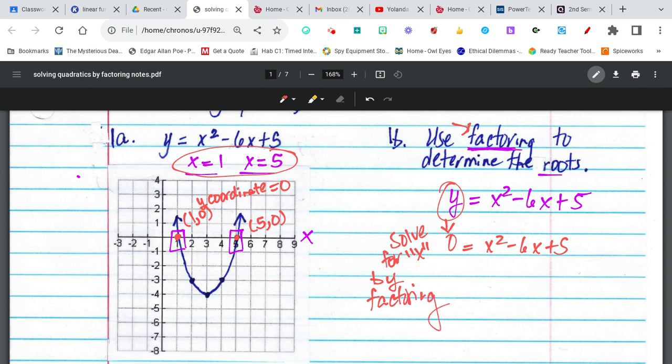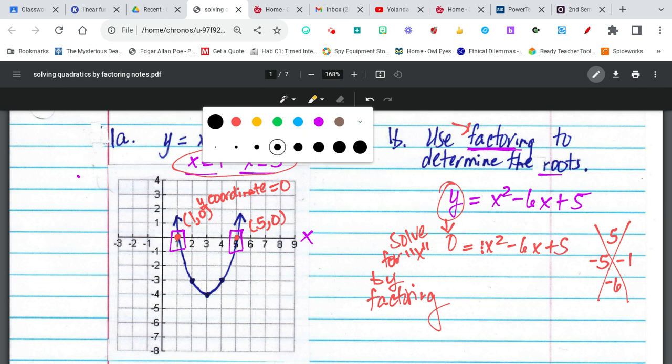Well, take a look at this side right here. This has a leading coefficient of 1, and it's a trinomial. So I'm going to use what I call the easy x and put my 5 and my negative 6. I just think to myself, what gives me 5 when I multiply, but negative 6 when I add? That would be negative 5 times negative 1. Negative 5 times negative 1 is positive 5, and negative 5 plus negative 1 is negative 6.